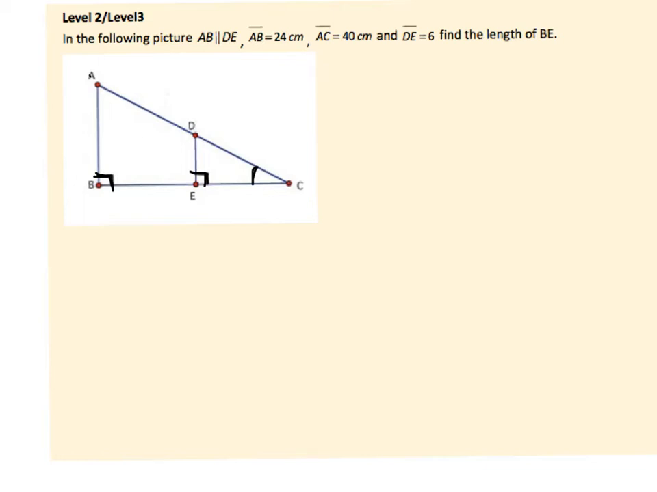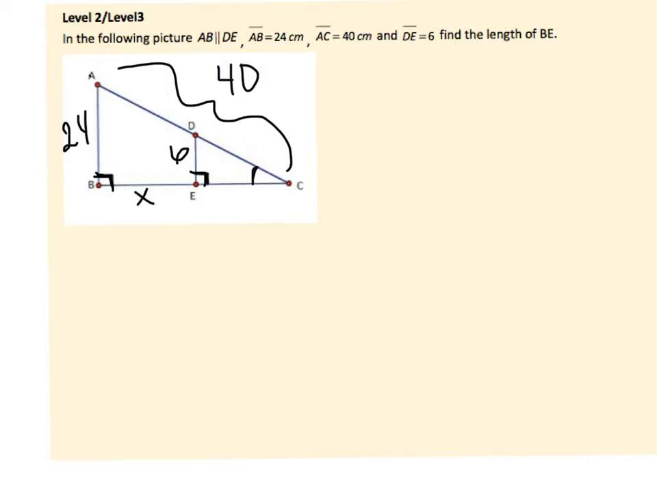Okay, so you got AB to be 24. So I'm always going to label my big picture first. AC to be 40. And then DE to be 6. And I want to find the length of BE.